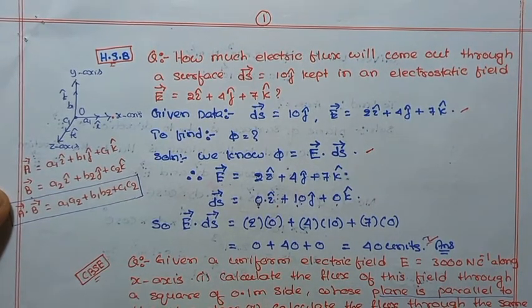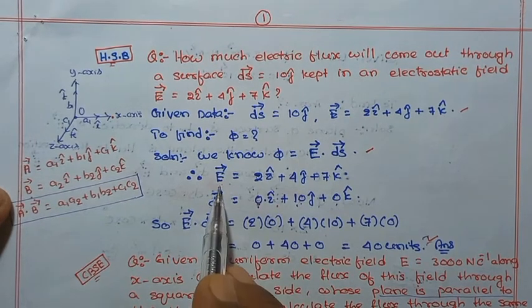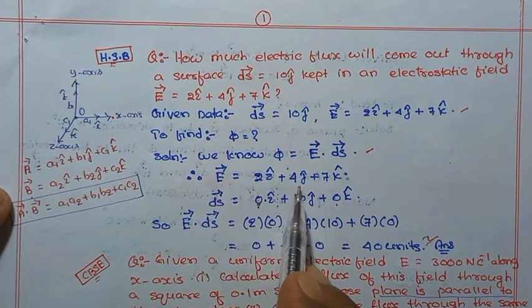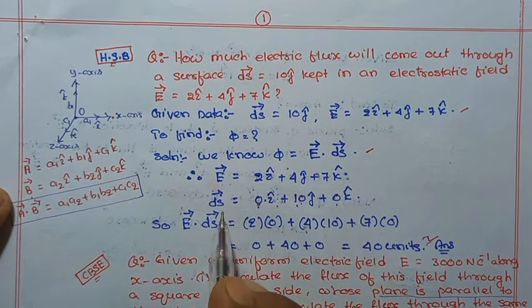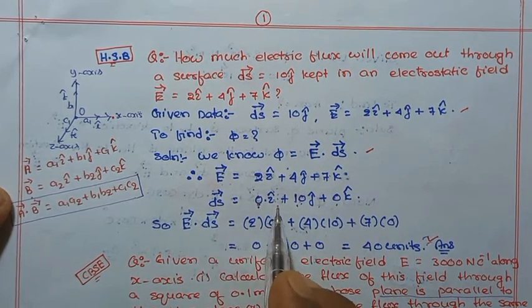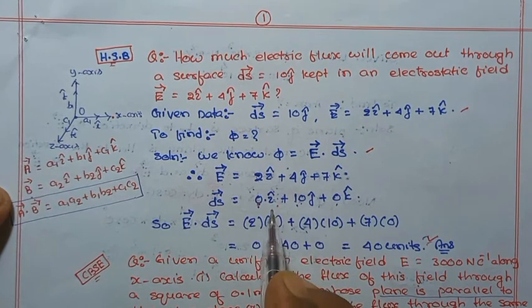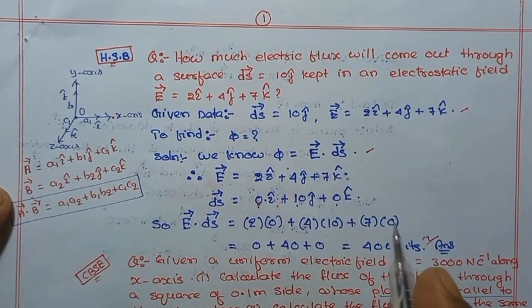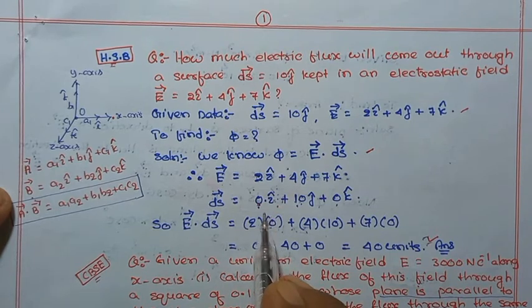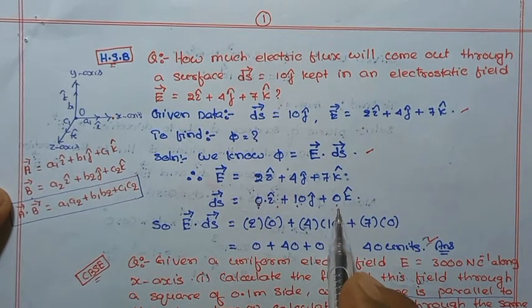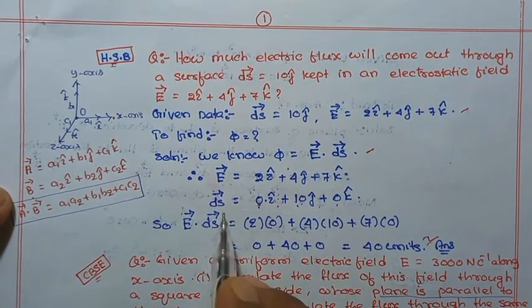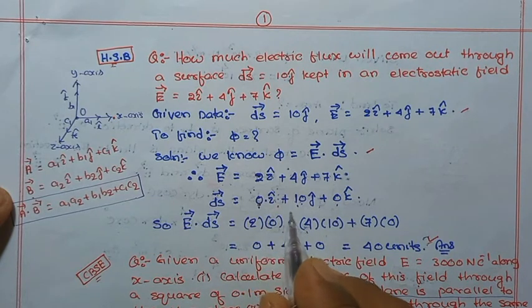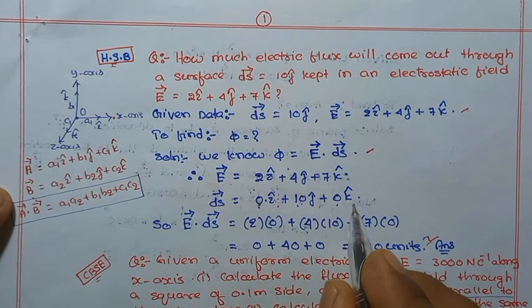So now the E vector is 2 i cap plus 4 j cap plus 7 k cap. ds vector is only 10 j cap. So it is expressed in terms of i cap, j cap, k cap. The component which is not present, take 0. So ds vector is equal to 0 i cap plus 10 j cap plus 0 k cap.